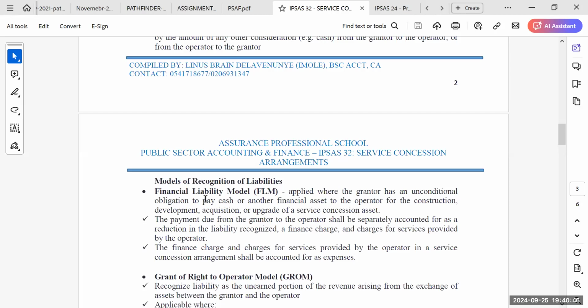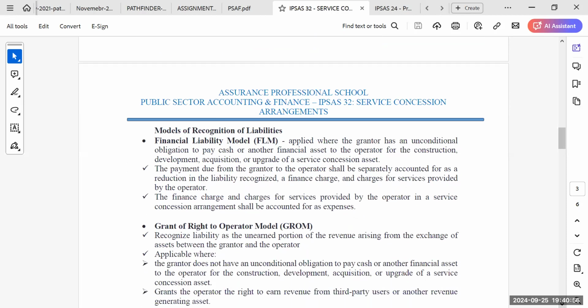Recognize the liability as the unearned portion of the revenue arising from the exchange of assets between the grantor and what? And the operator. So that is the example that I've given now. The government of Ghana hospital, or the 37 hospital, has been given out to a private individual to operate it for 10 years. But still we have public workers over there. If we are giving that particular place to those people, it means that we are giving all the premises to them. They have to utilize all the premises.